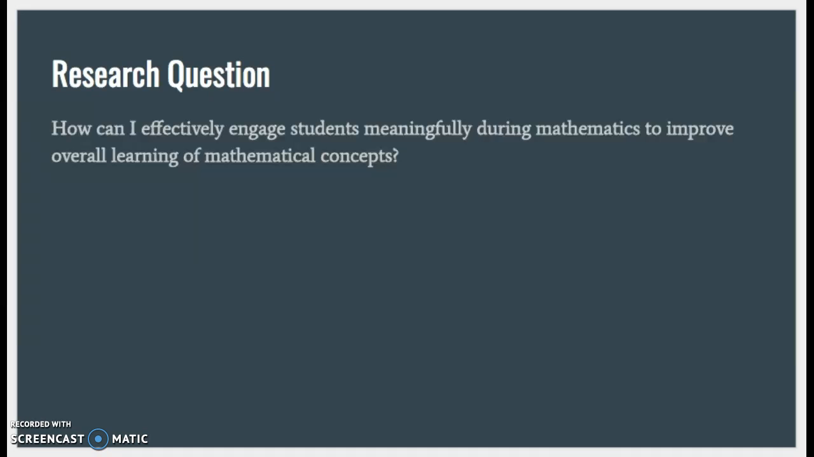So the question I came up with was, how can I effectively engage students meaningfully during mathematics to improve overall learning of mathematical concepts? Again, I think that this is really important moving on throughout their education and something that will continue to be an issue if it's not addressed, especially at an earlier grade like grade 5 when concepts will continually get more difficult in intermediate grades.